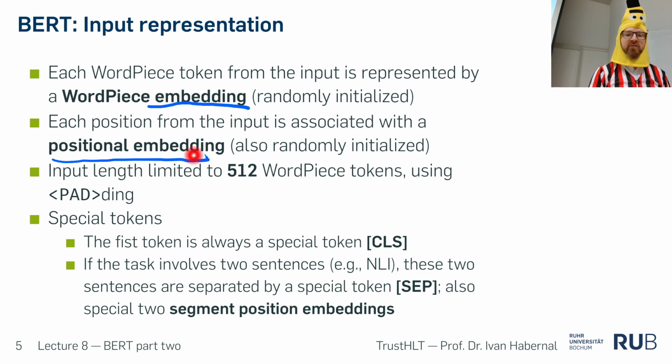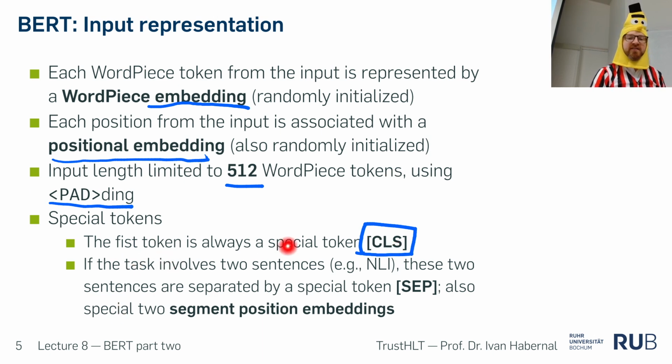Input length is limited to, in the original BERT, 512 word piece tokens using padding. There are also a few special tokens, which will be very clear later on, why they are important and why they are called what they are called. The first token is always a special token called CLS. Any thoughts what CLS could be? It resembles a word that we use in machine learning. Something like classification. Yes, it's an abbreviation of classification. Why is it so? It will be clear later on.